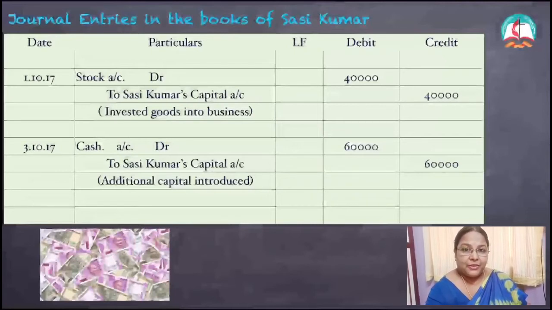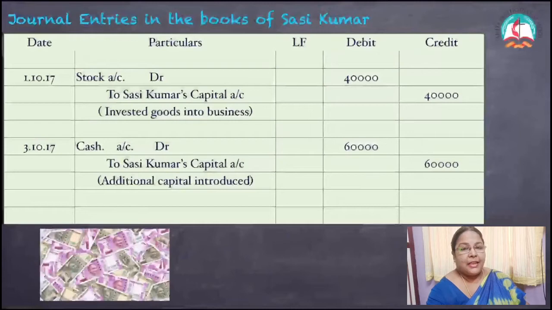What you have to do? First the heading: Journal entries in the books of Sasi Kumar. And then the format, very important: Date, particulars, LF, debit, credit. Don't forget the format. What is the first entry? Stock account debtor to Sasi Kumar's capital account. What is the amount? 40,000 is the amount. Write the narration: Invested goods into the business.